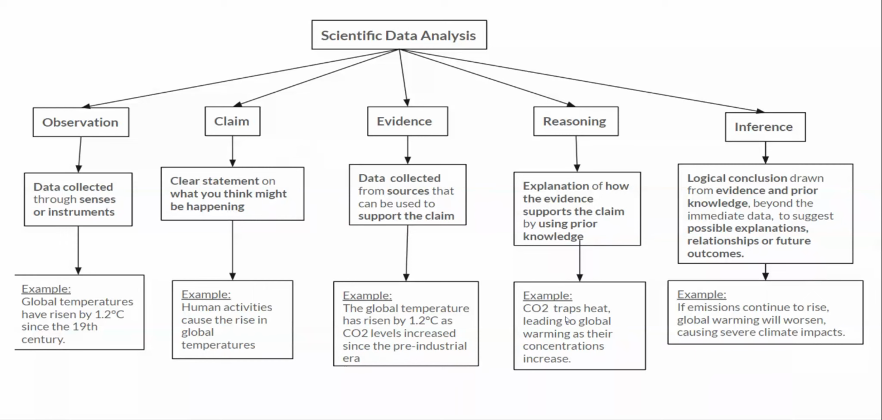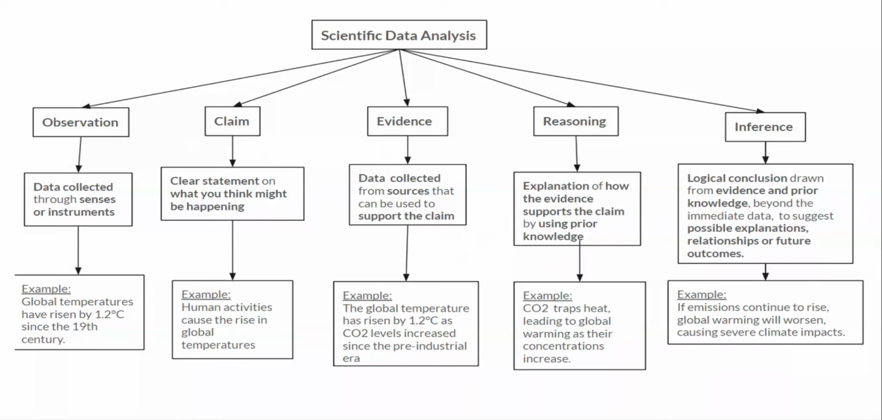So in this example we can say CO2 traps heat, which leads to global warming as its concentration increases. We know that carbon dioxide is one of the greenhouse gases and they trap heat, causing the temperatures to rise. That's prior knowledge that scientists have based on previous experiments, and that can be used to understand your claim and evidence and provide reasoning. Finally, you make an inference.